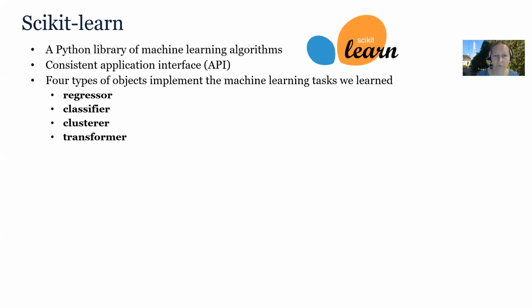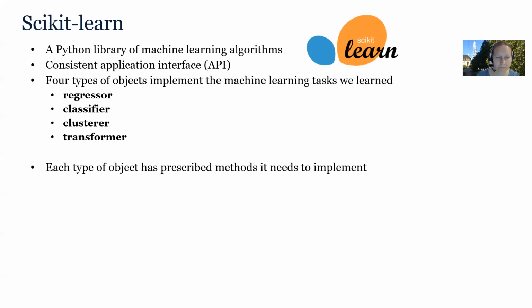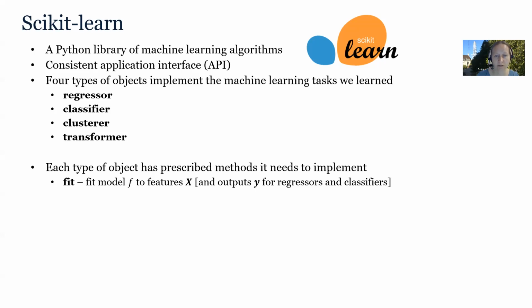For the 4 types of machine learning tasks that we learned in the first part, it offers 4 types of objects that are called regressor, classifier, clusterer, and transformer. Each type of object has prescribed methods it needs to implement, and we will list the most important ones here. All 4 types of object need to implement a method fit that fits the model to the feature matrix, and if it's a supervised task, then also outputs Y.